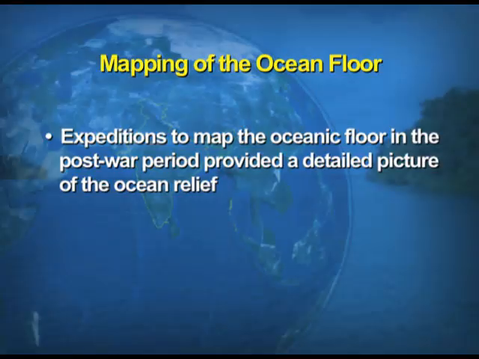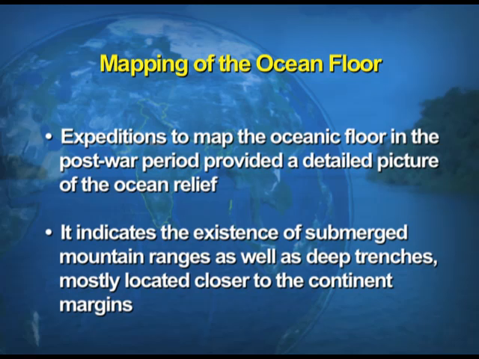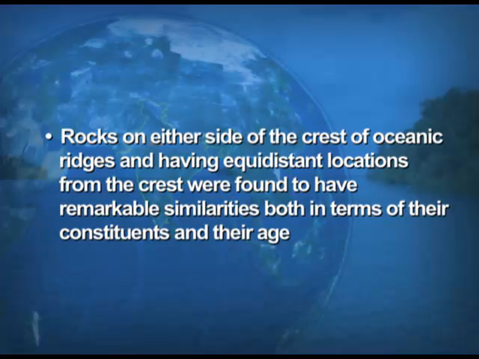When later on expeditions to map the oceanic floor in the post-war period provided a detailed picture of the ocean floor, it indicated the existence of submerged mountains and trenches, mid-oceanic ridges in the ocean floor. These provided enormous information about the topography of the ocean, and as such the dating of the rocks took place, which talked about the age of the oceanic rocks. It was also found that oceanic rocks were much younger in age as compared to the continental rocks.